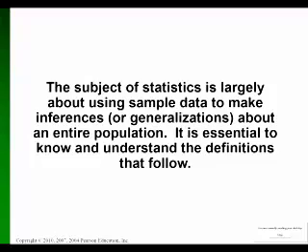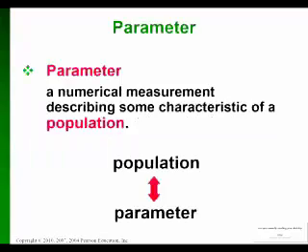A parameter is a numerical measurement describing some characteristic of a population. Now, we had already said a population is an entire group defined somehow, like the population of all cars or the population of adults in the U.S. That's talking about all the adults in the U.S., so that is a population. If I say 70% of adults in the U.S. believe blah, blah, blah, then that 70% is a parameter because it comes from the entire population.